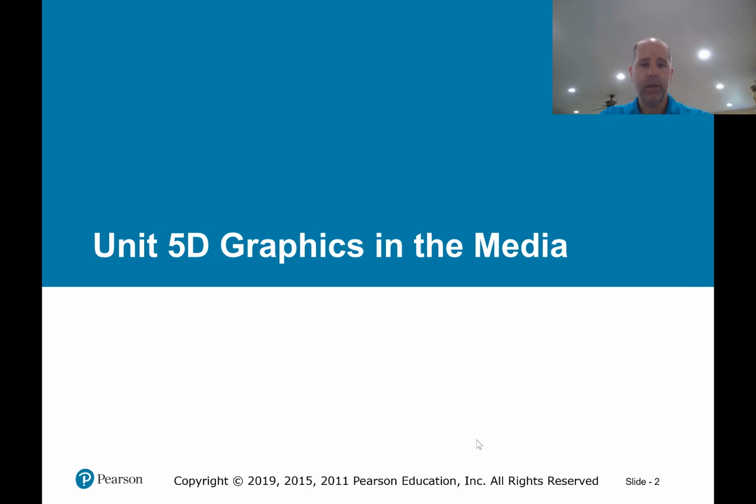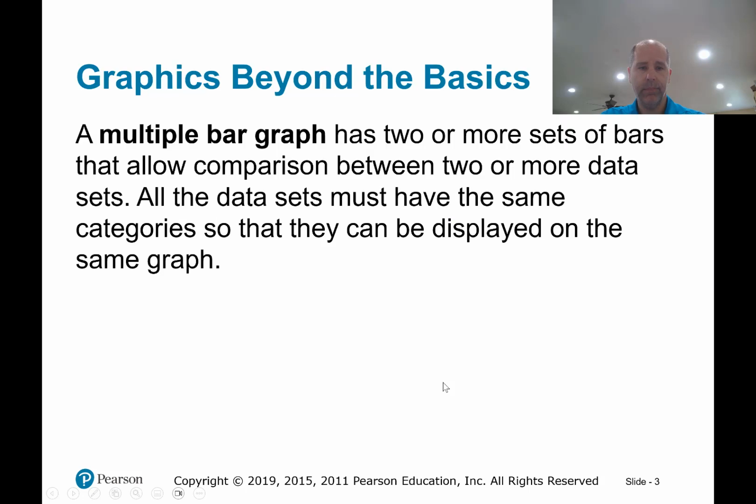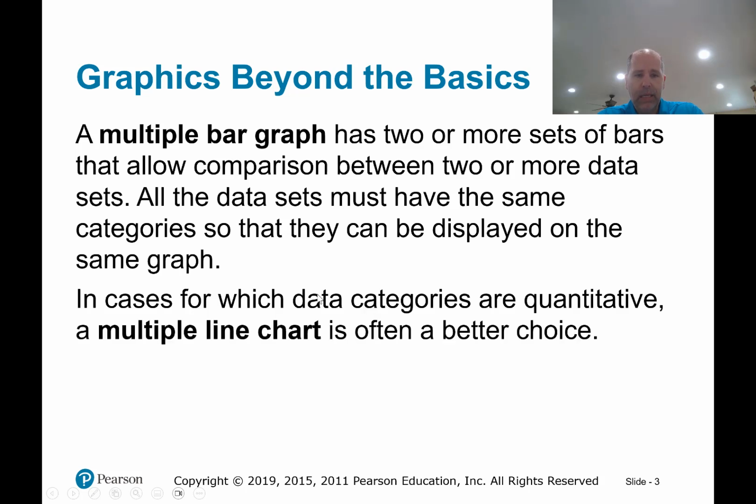All right, let's talk about graphics in the media. Beyond the basics, we've talked about graphs before, bar charts, and pie charts. Now let's talk about multiple bar graphs. These graphs have two or more sets of bars that allow comparison between two or more data sets. All the data sets must have the same categories so they can be displayed on the same graph, so you make an apples to apples comparison too. In cases in which the data categories are quantitative, a multiple line chart can also be a better choice.